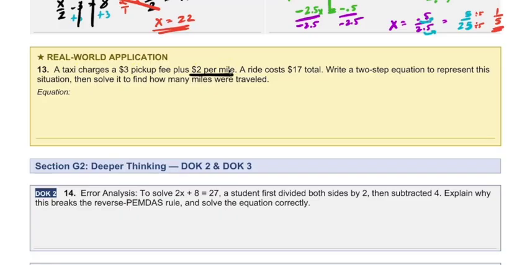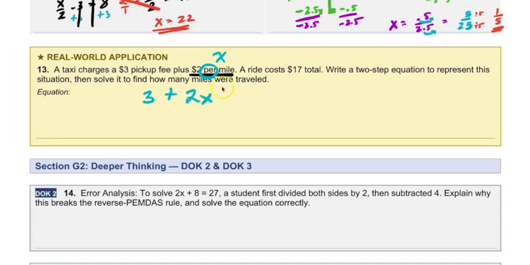The per mile is important. Anytime you see the per, that's your x. So this is going to be $3 plus $2 per mile. So this is our initial fee, like our y-intercept, and we're adding $2 per mile. So each mile we're going to add to x.